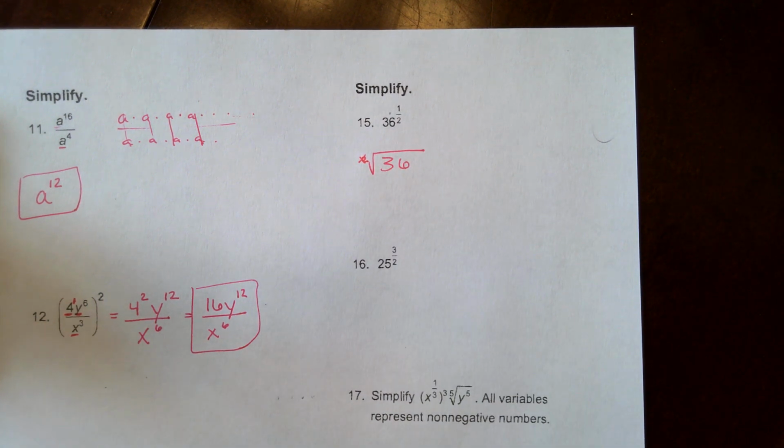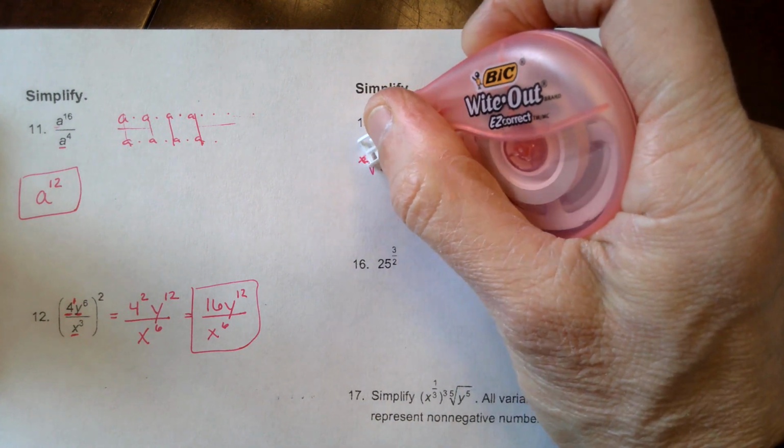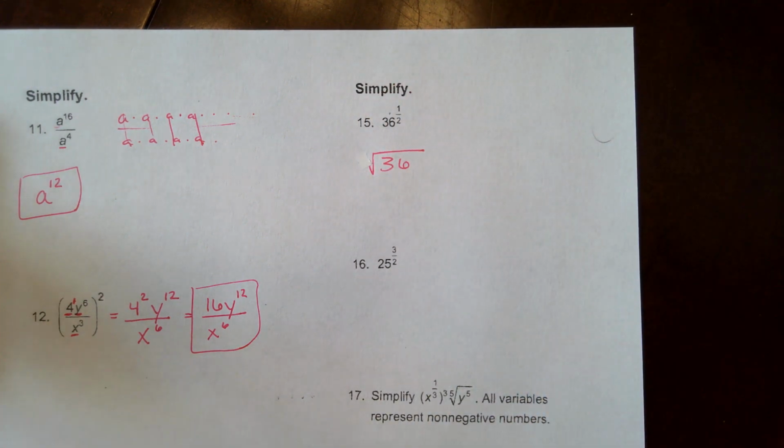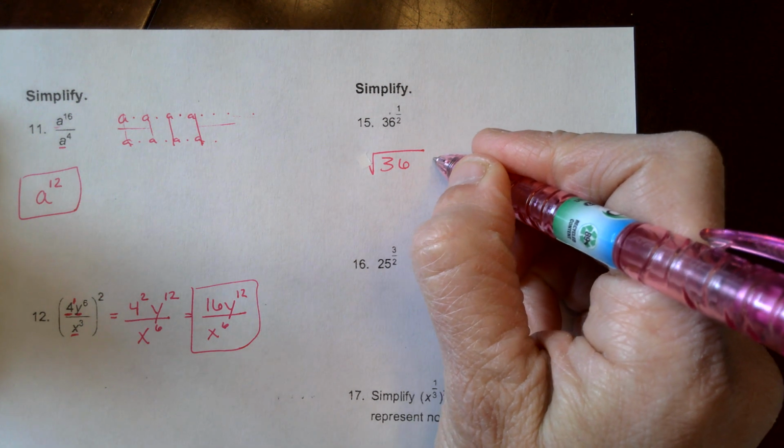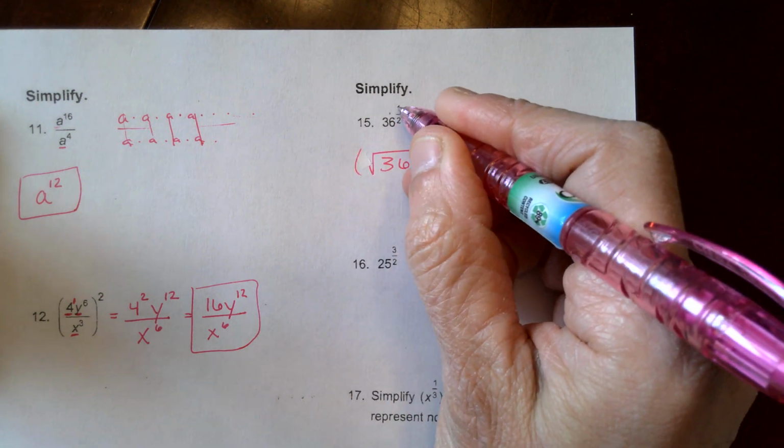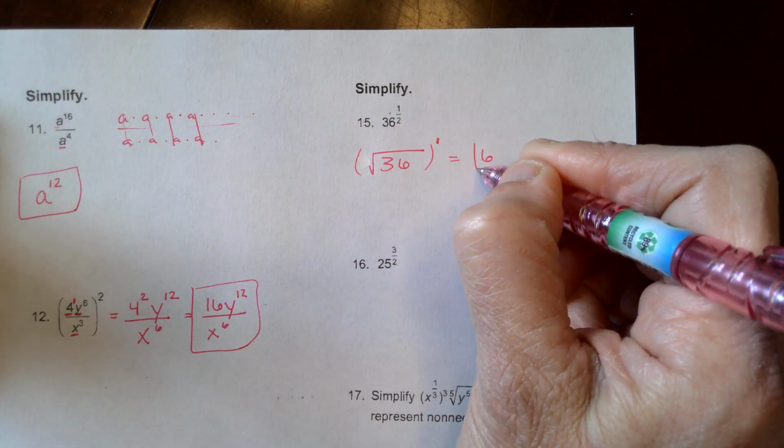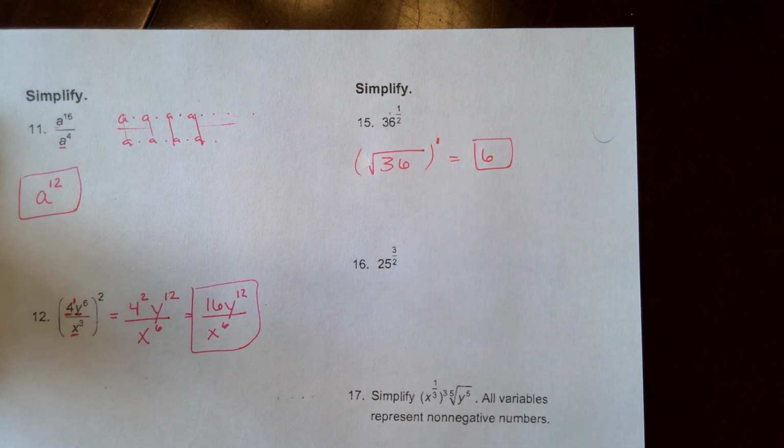No x. Looks like I'm putting an x there now. Let's just get that handy dandy white out. There we go. So square root of 36, and then it's raised to the first power, which again doesn't change anything. So 6 to the 1 is just 6.